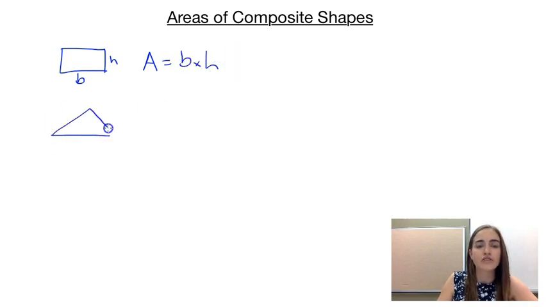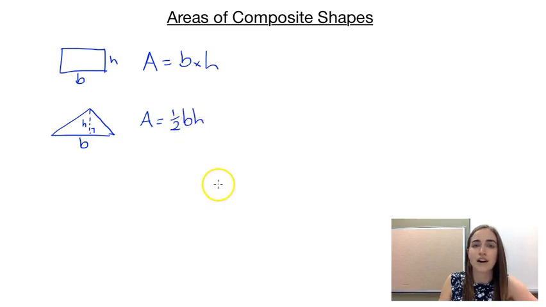If we have a triangle, we know its base and we know its perpendicular height. It's really important that it's its perpendicular height, which means the height and the base meet at right angles. Then the area of that is going to be a half times the base times the height.